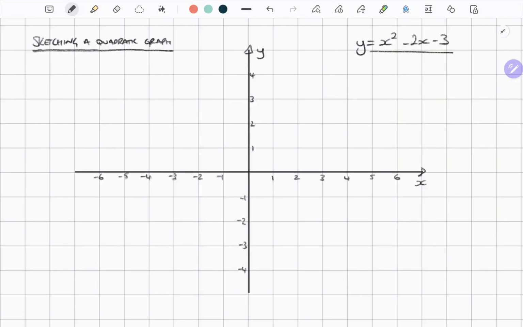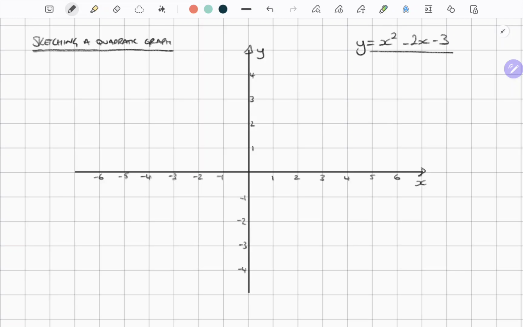Hello and welcome to a video on sketching a quadratic graph. This is part 2. In part 1 we went through and identified some of the key points on the graph. So we looked at the y-intercept, which is when we put x equals 0 and that gives us y equals -3. And we also looked at the x-intercepts and we identified the line of symmetry and then the point which would be the vertex.